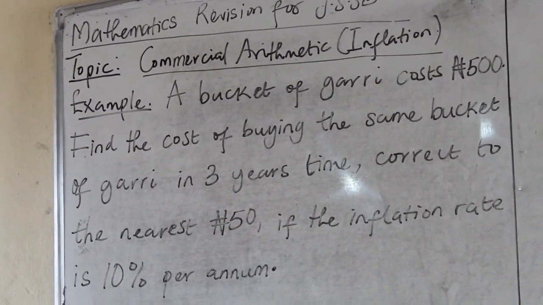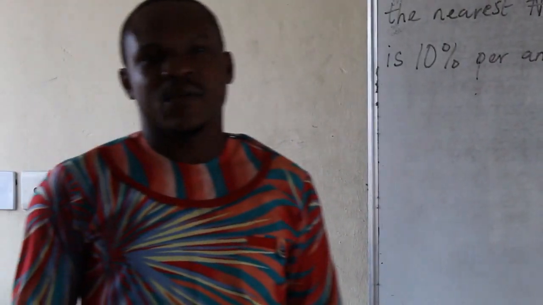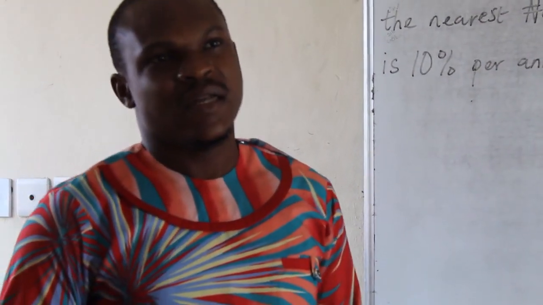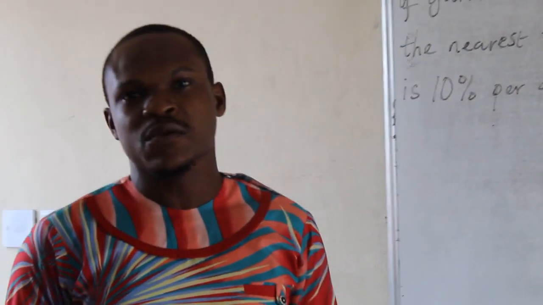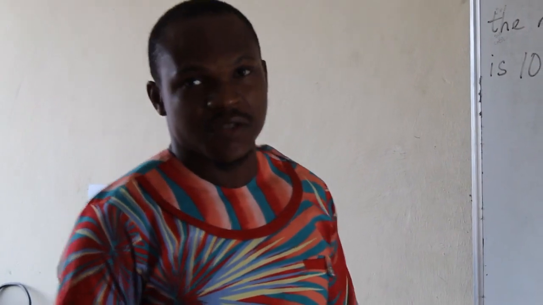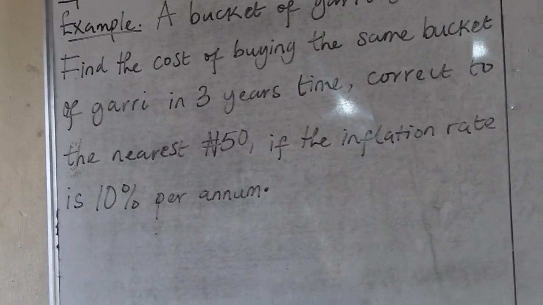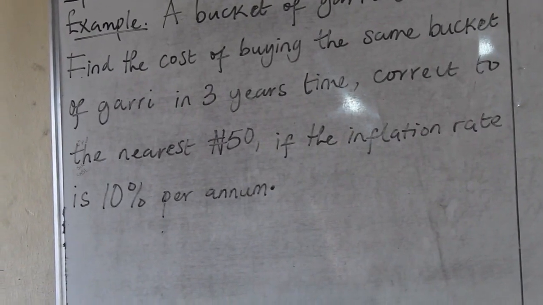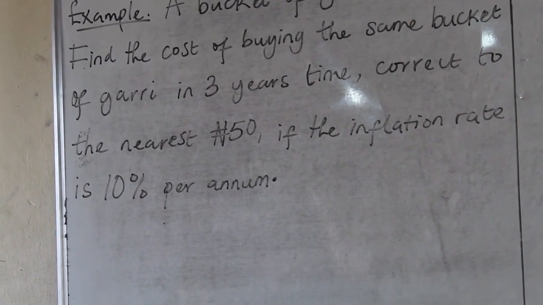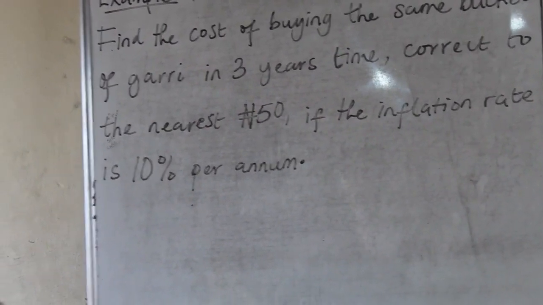This is a bucket of Gari that costs 500 naira. The reason why I'm using Gari is because of what's happening right now, and it's easily relatable for you, knowing how expensive things are in the market right now. So let's continue. A bucket of Gari costs 500 naira. Find the cost of buying the same bucket of Gari in 3 years' time, correct to the nearest 50 naira, if the inflation rate is 10% per annum.